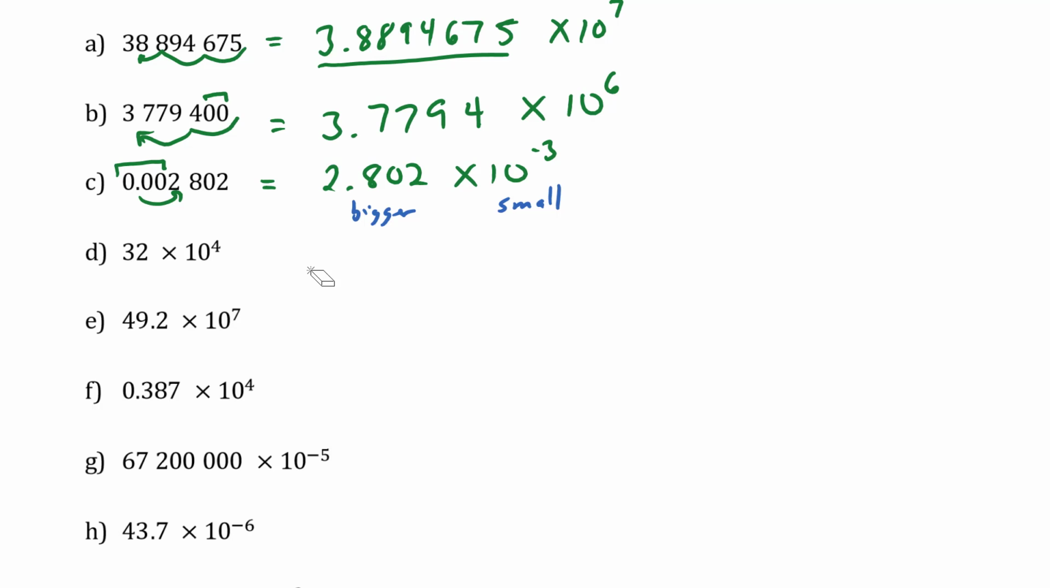Let's try the next one now. 32 times 10 to the 4. Please note this is not in proper scientific notation. 32 is not a number between 1 and 10. 32, it's bigger than 10. So we must convert this over to proper scientific notation.